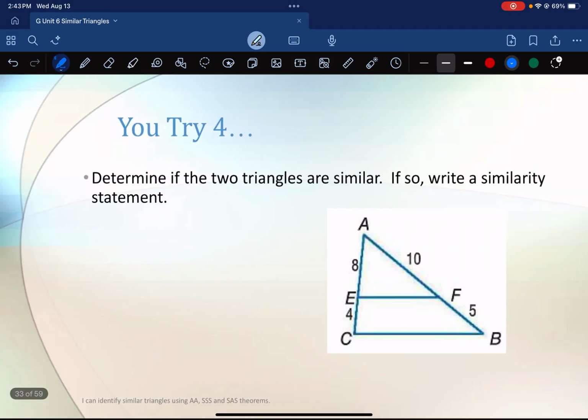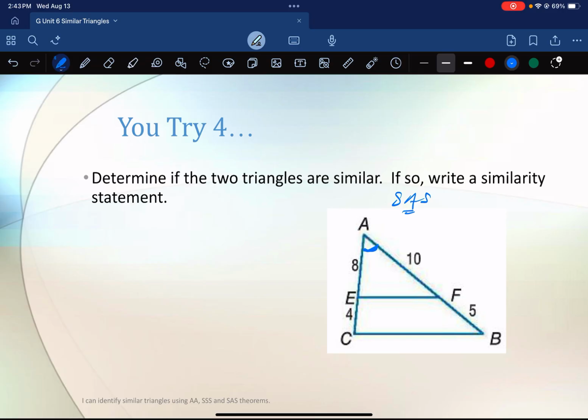Here, you give one a try. All right, the thing here you need to notice is angle A is an angle in the small and the big triangle. So that's a pair of angles. That's of the side angle side. At least I know the A part.